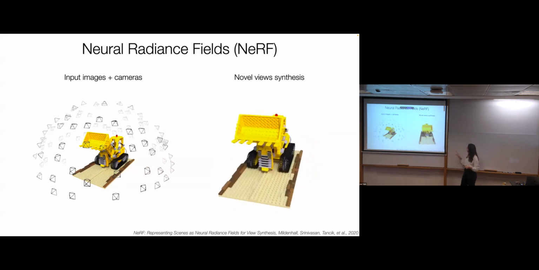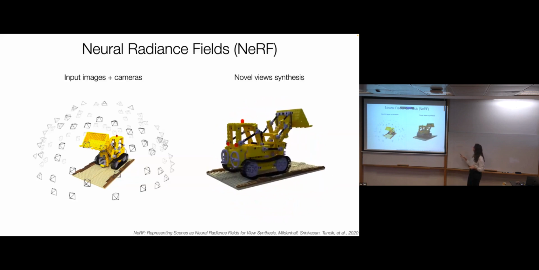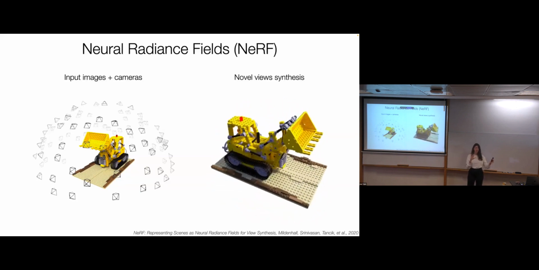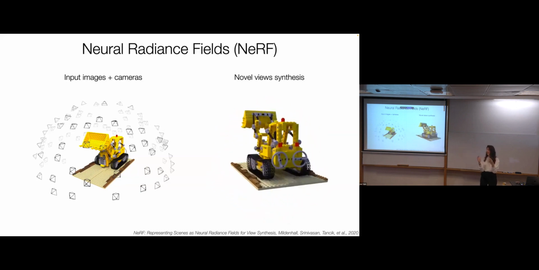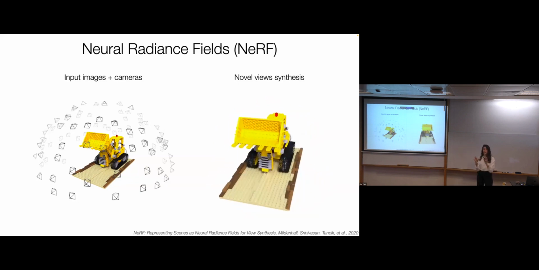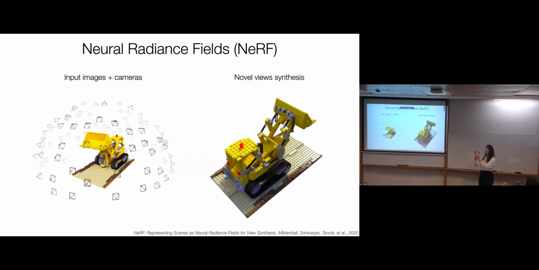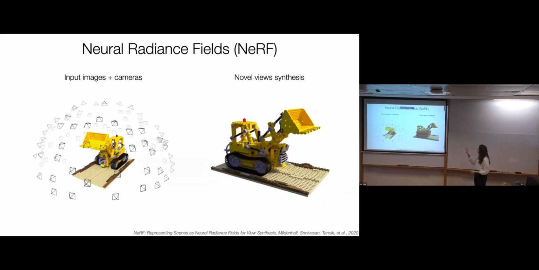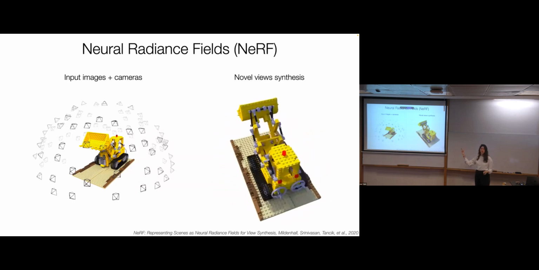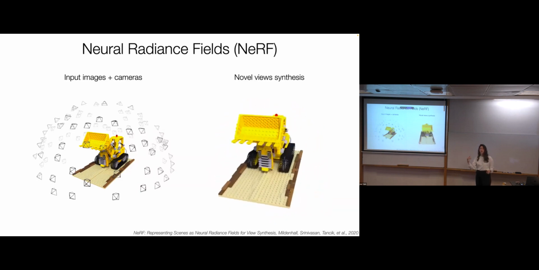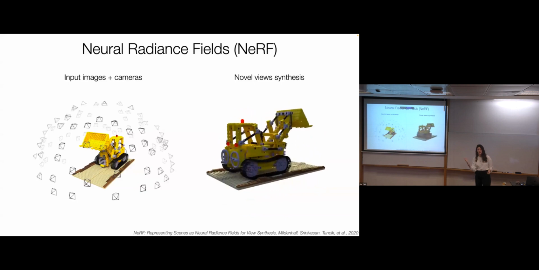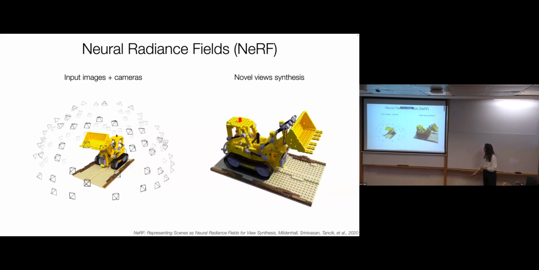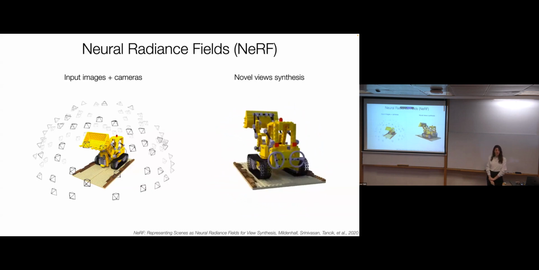Sorry, the task here, as I mentioned before, is novel view synthesis. You're given a set of cameras, but they're not dense enough, because there's an infinite number of possible cameras, and you want to render the scene from views that you haven't seen. Okay, so this is the task here. Any further questions?